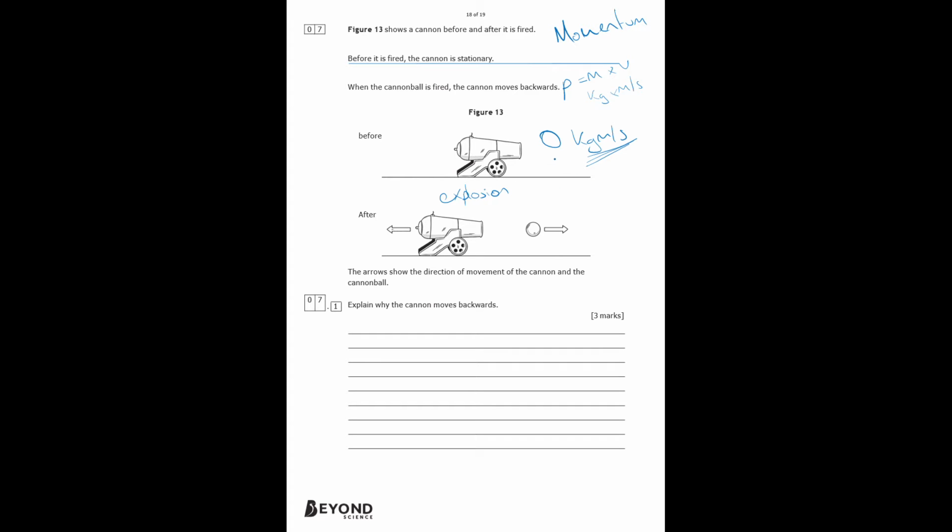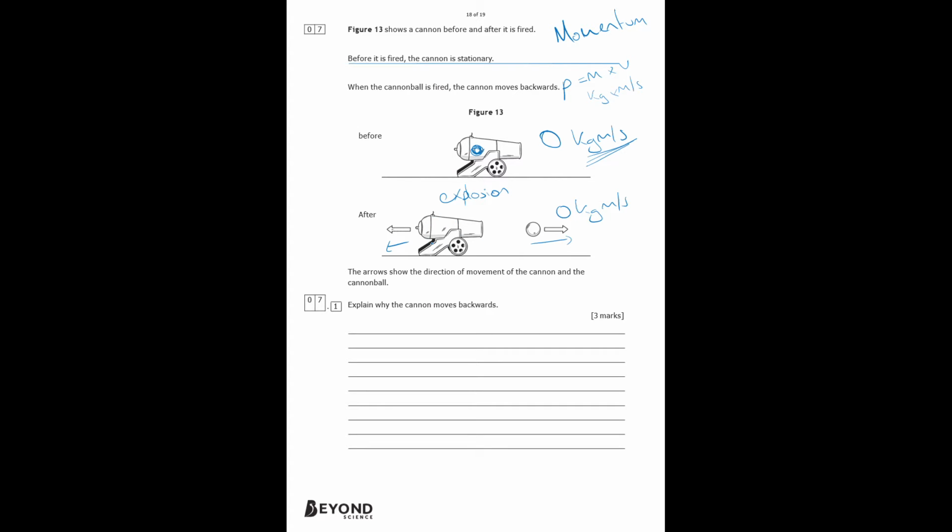Okay, so afterwards, my momentum of the cannonball and cannon must also be 0 kilogram meters per second. But we have the cannonball moving forward and we have the cannon moving backwards now. So surely they both have mass and they both have velocity. How can they add up to 0? What's happening here is we're seeing the vector nature of momentum. A vector is a quantity with a size and a direction.